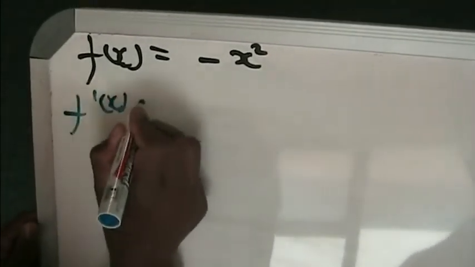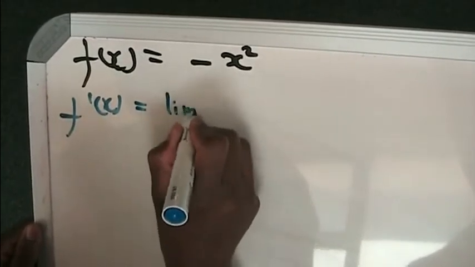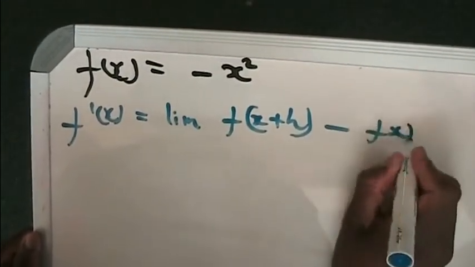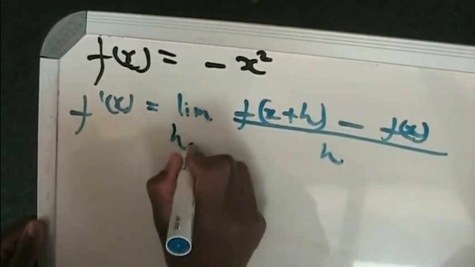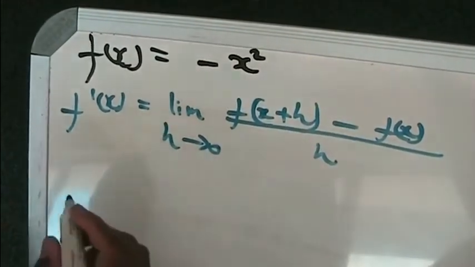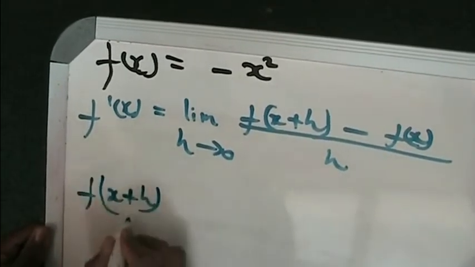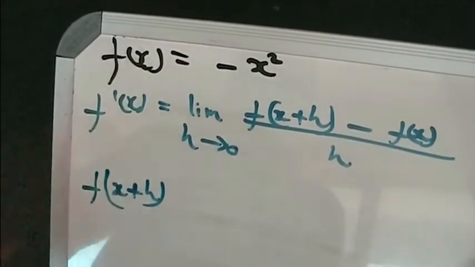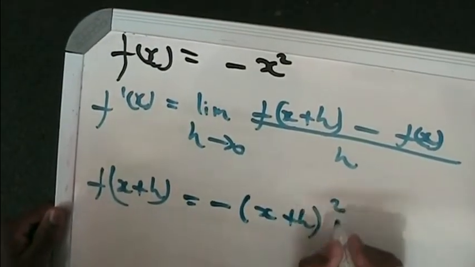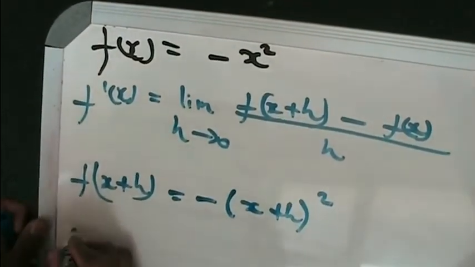f of x is equal to minus x squared. We'll use first principles to find f prime of x. f prime of x is equal to the limit of f of x plus h minus f of x over h as h tends to 0. We do have f of x, we have to find f of x plus h. From the f of x, where there is x, we put x plus h, so f of x plus h is equal to minus into x plus h all squared.